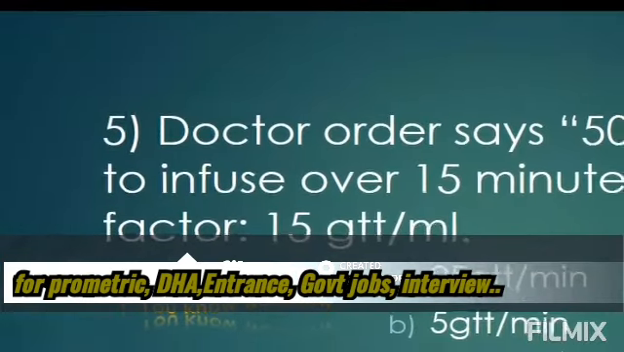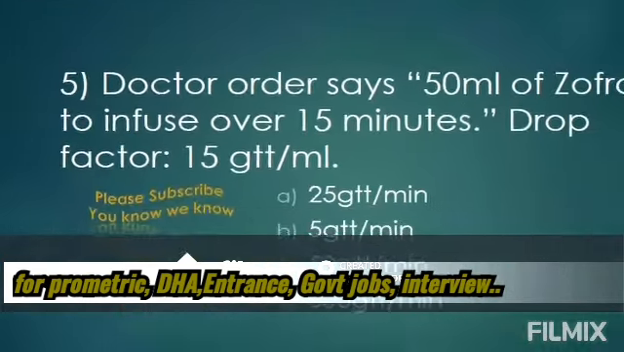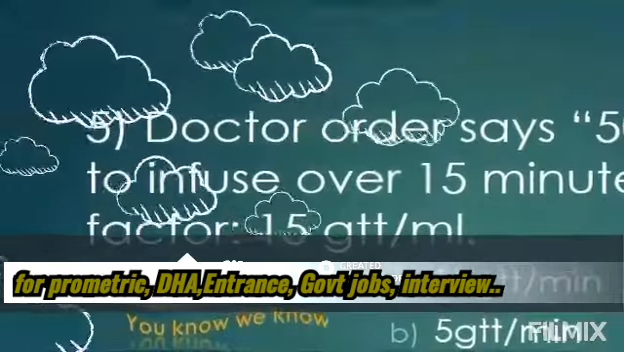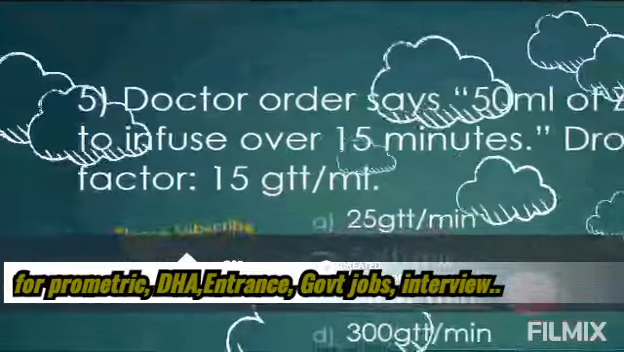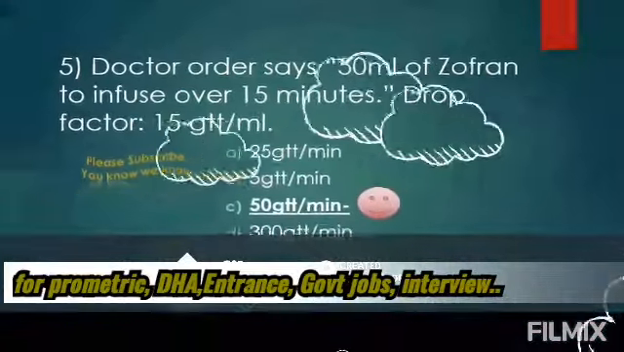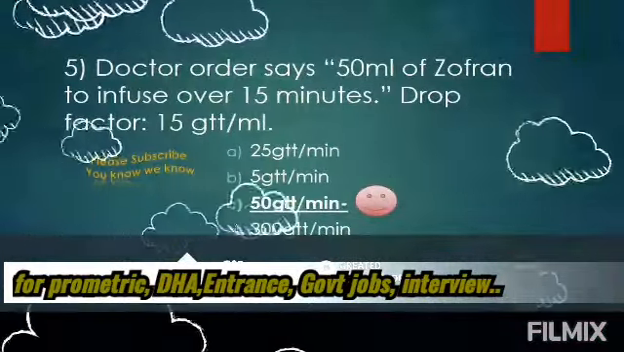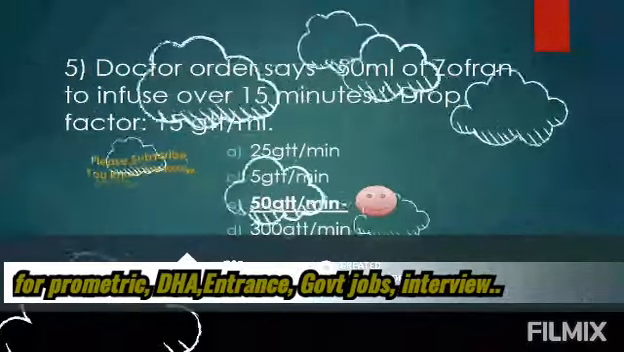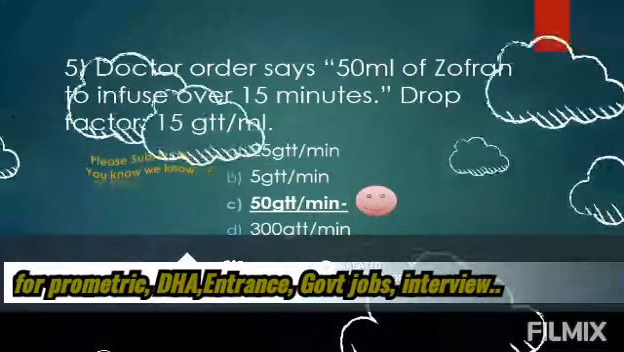So what is your answer? Whether A, B, C, D, what you have got? Let's compare it with the correct answer, and boom, here is the answer, 50 GTT per minute. Okay, by following the formula we have got 50 GTT per minute is the correct answer.